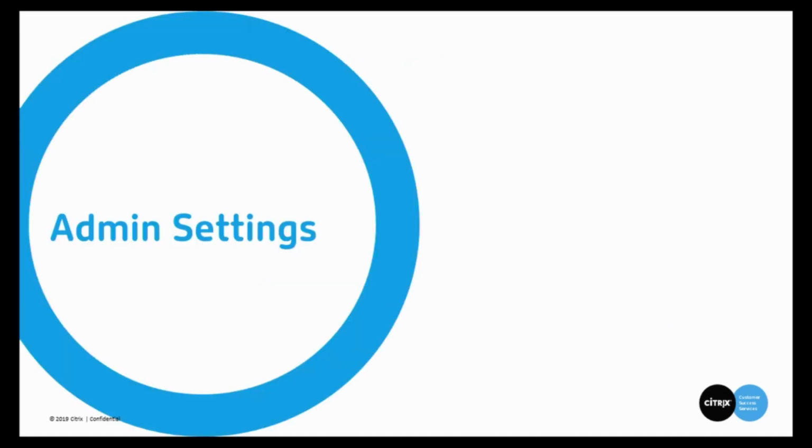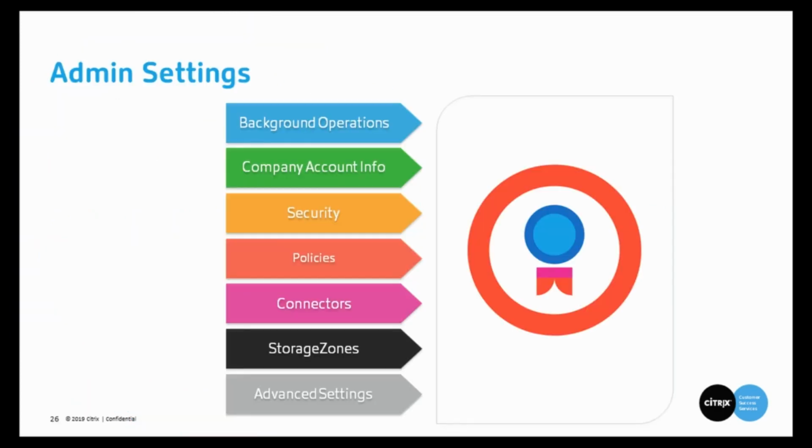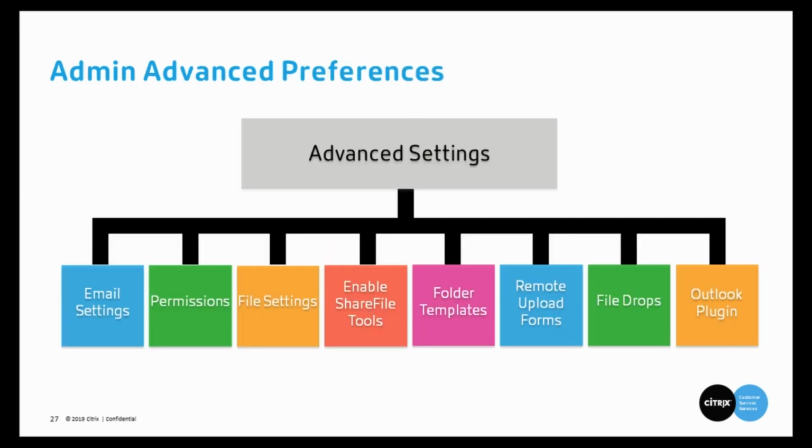Now, let's discuss the admin settings. For the admin settings, we have different options than the ones that I mentioned. As an example, we have the background operations, which, as we mentioned, are where files are processed and will show their progress. Security, where the DLP will be configured. Policies will be where basically all of the group policies will be created to manage different groups. And the connectors, storage zone setup.